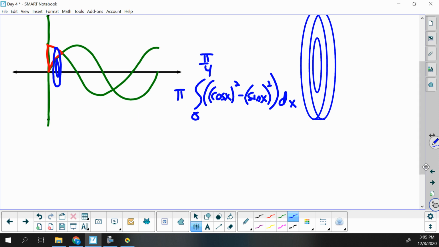Now at this moment, we don't know how to do the antiderivative of cos squared or sine squared. We will learn how to do those eventually. So we want to recognize that's one of your identities that you saw last year. Cos squared x minus sine squared x is just your cos double angle formula. So we can switch this to pi times the integral from 0 to pi over 4 of cos 2x dx.